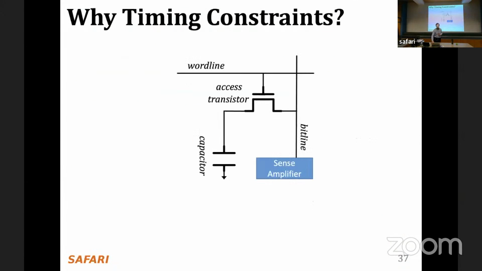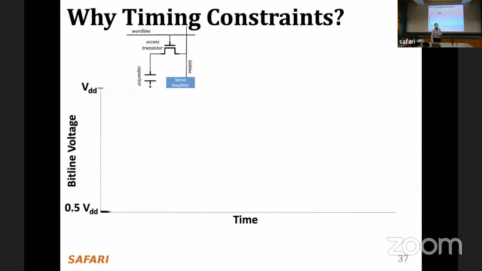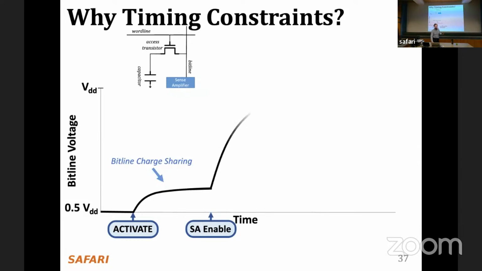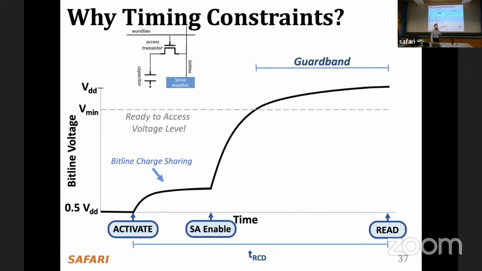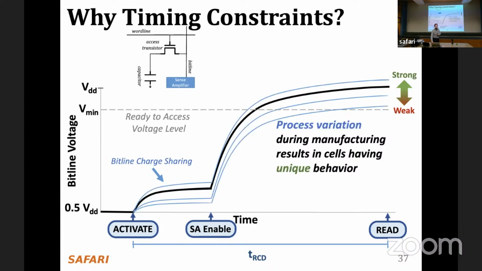Okay. So I think we've discussed why there are timing constraints. Remember this picture that I showed you last time: when you get an activate, there's stuff that happens. The bit line shares the charge, and then the sense amplifier gets enabled that amplifies the charge. And after some point, you can read the data reliably. Actually, you can read the data perhaps early, but usually manufacturers put a guard band because of the variation, as we discussed. So the timing constraint gets determined by that guard band, as we have discussed last time.